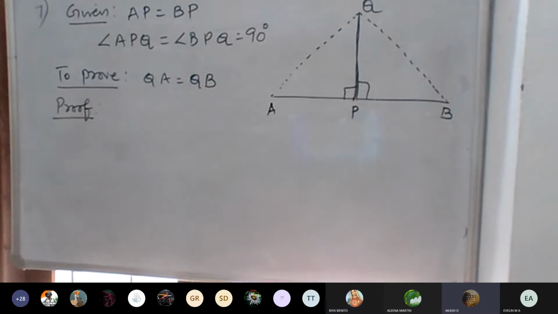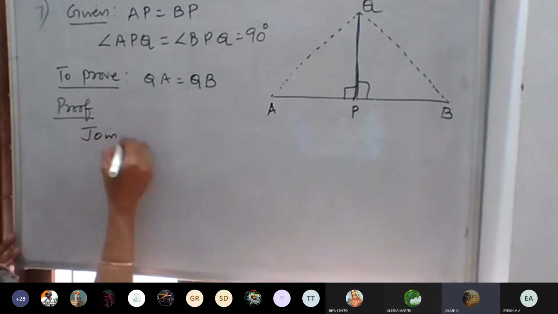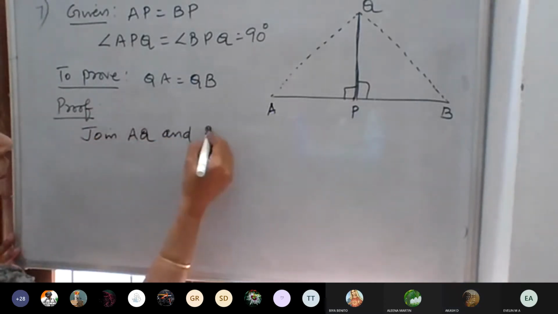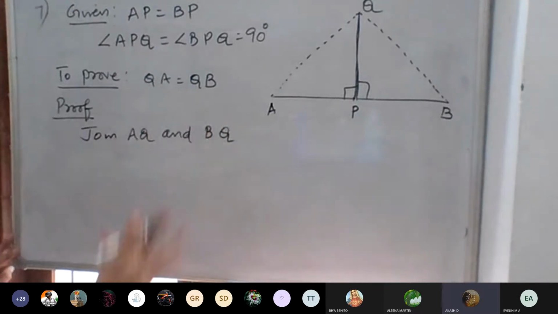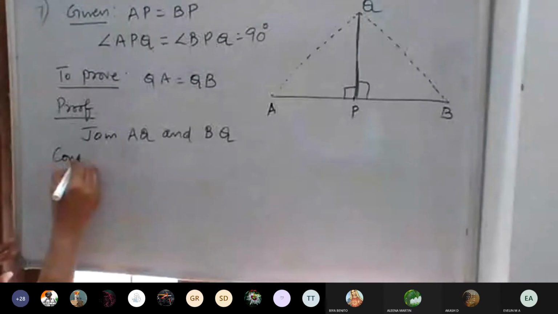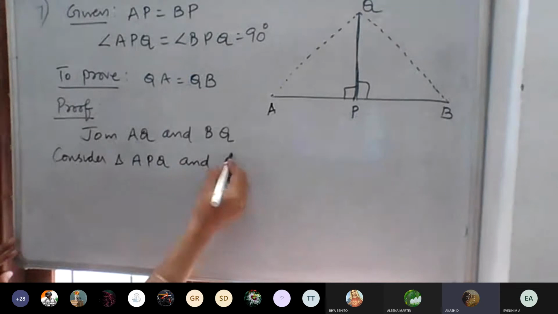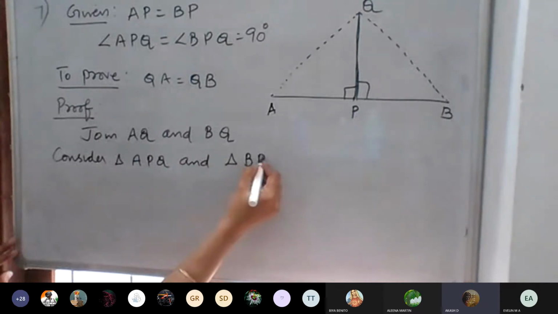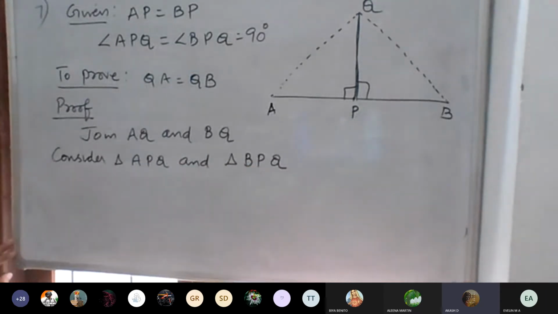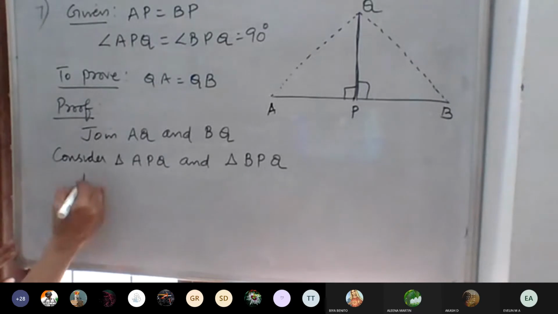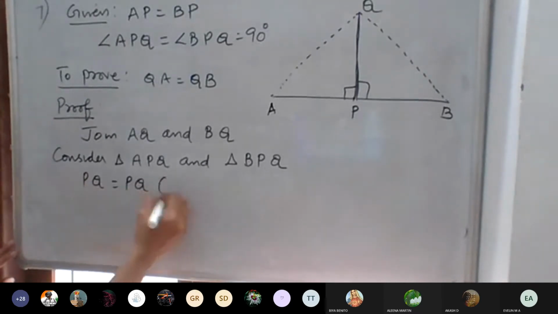Join AQ and BQ. This is the extra construction we are doing. Now consider triangle APQ and triangle BPQ. First point, PQ is equal to PQ, common.